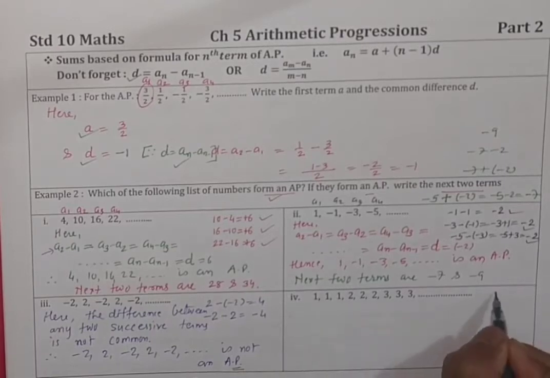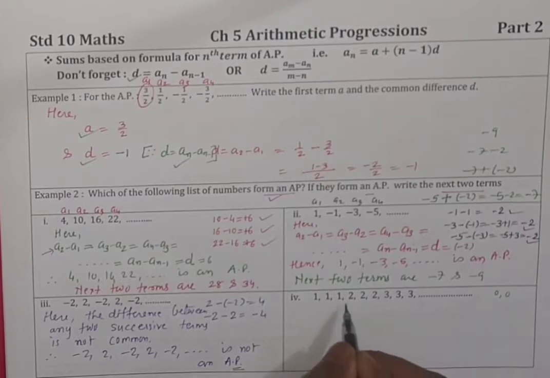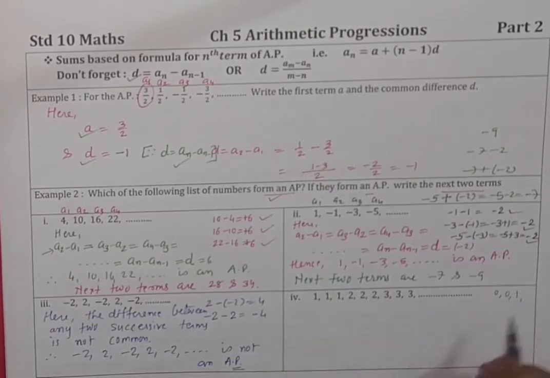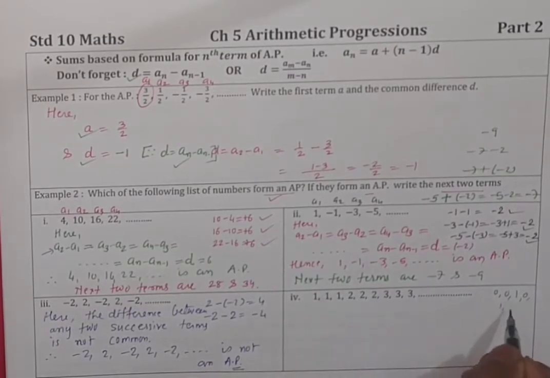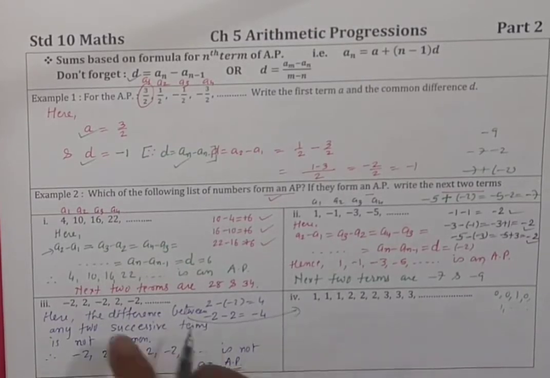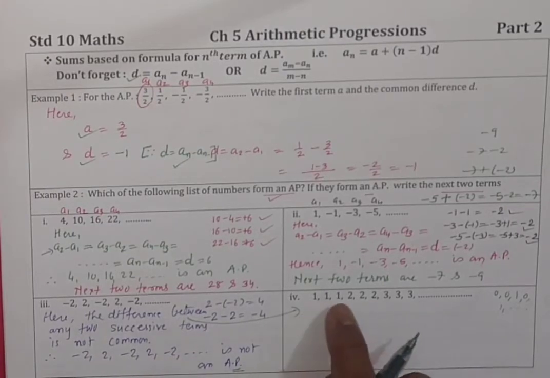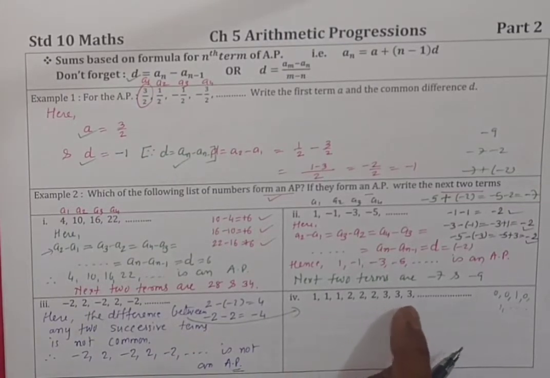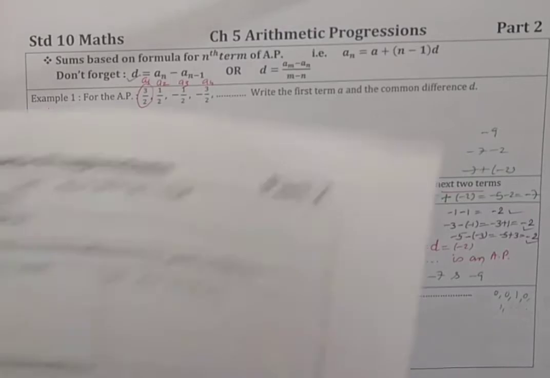1 minus 1, that is 0. Next, 1 minus 1, that is 0. 2 minus 1, that is 1. 2 minus 2, that is 0. 3 minus 2, that is 1. So difference is not common. So same way you can write here. Here, the difference between two successive terms is not common. Therefore, 1 1 1, 2 2 2, 3 3 3 dot dot dot is not an AP. Clear, children? Okay. Proceeding further.